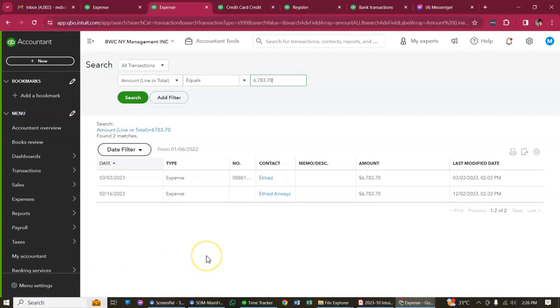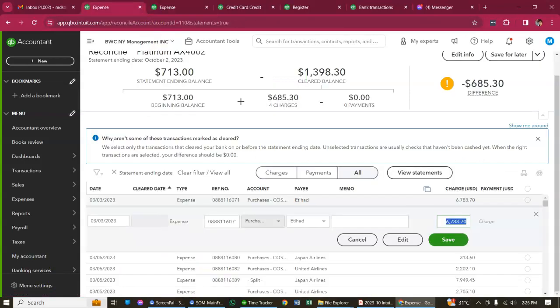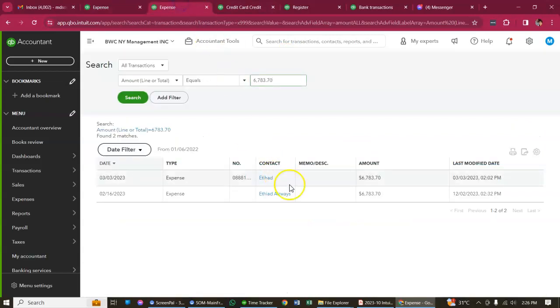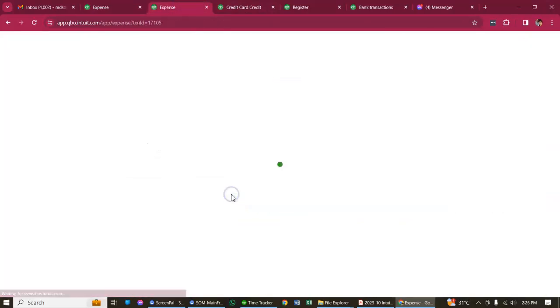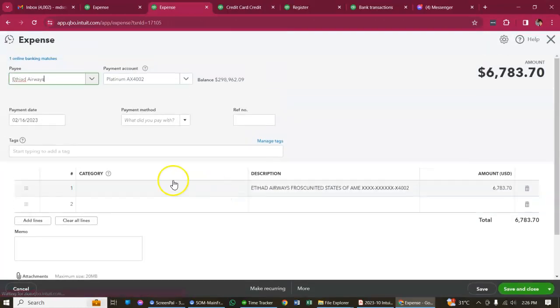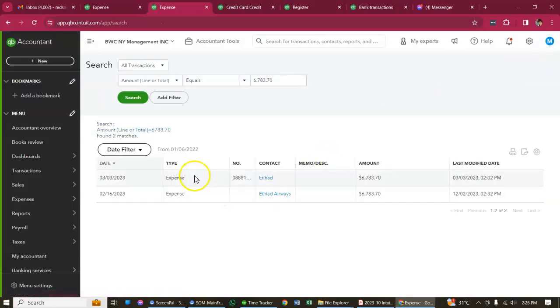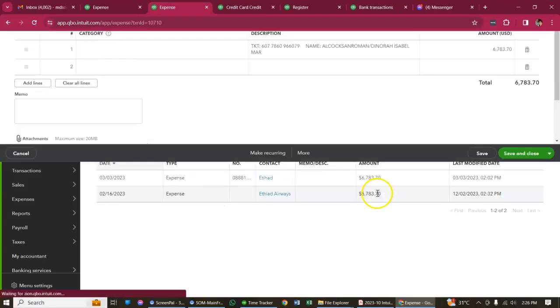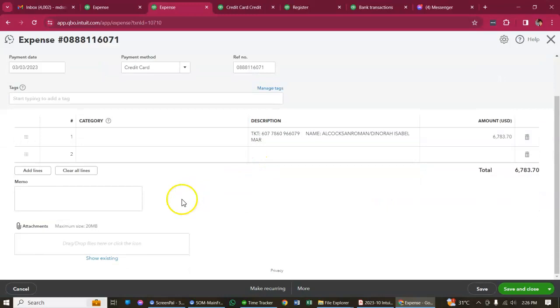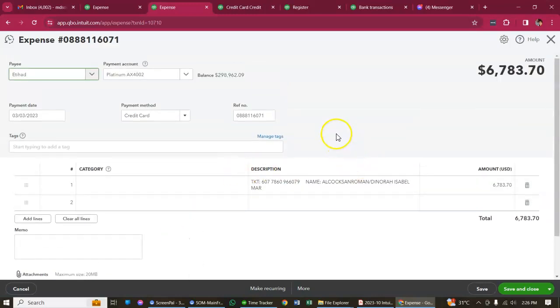Yeah, looks like this 33 is already cleared here. Airways, and yeah, try to check that it is the same account. Yeah, that's the same account, so therefore this is a duplicate. So this is already done, captured. So all we need to do is to delete.